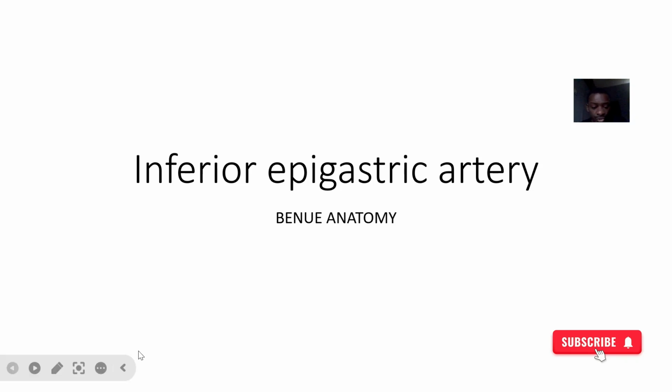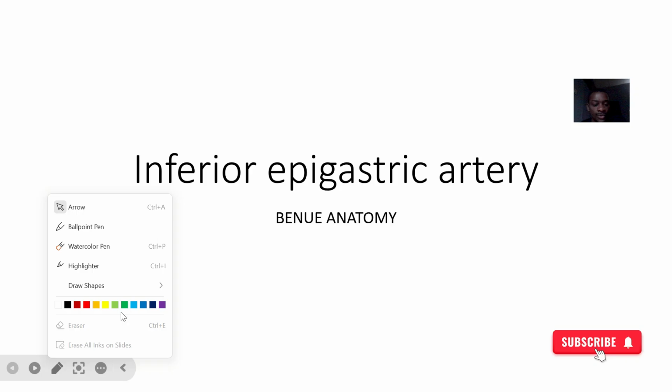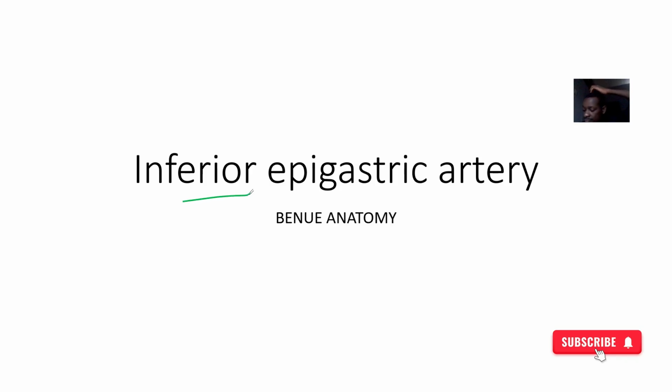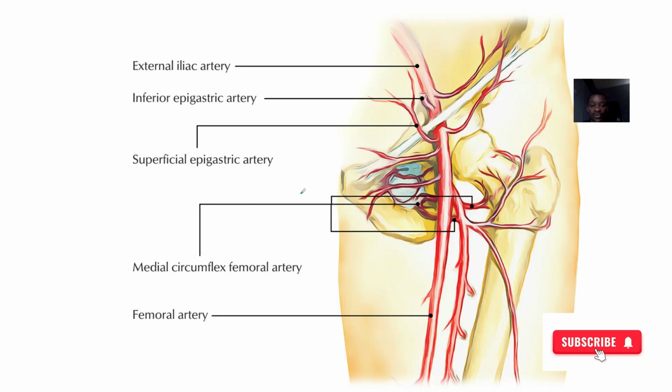Alright, so we're moving to the next artery, which we're getting to look at its anatomy. And this is what is known as the inferior epigastric artery. Inferior epigastric artery. So first of all, just like what we do, we always try to identify the artery on a picture. So this is actually the inferior epigastric artery.